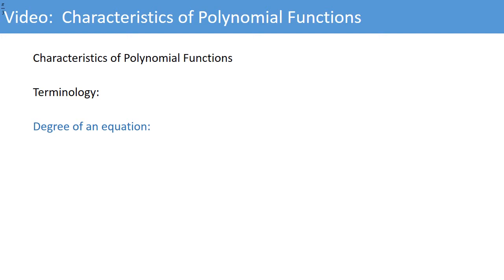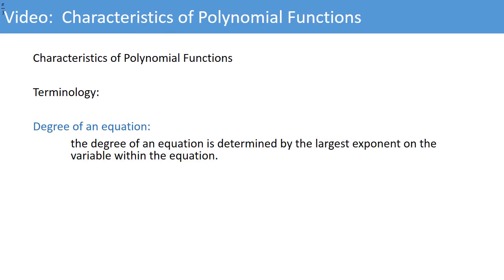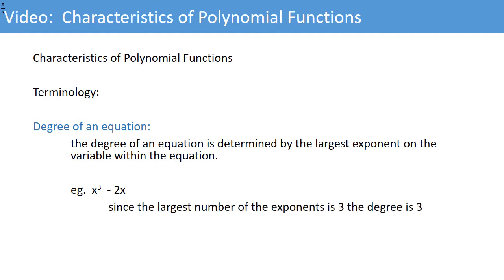Degree of an equation. If you look at an equation and find the variable that has the largest exponent value, that exponent value tells you what the degree of the equation is. For example, if we have the equation x to the exponent 3 minus 2x, the degree of the equation is 3.